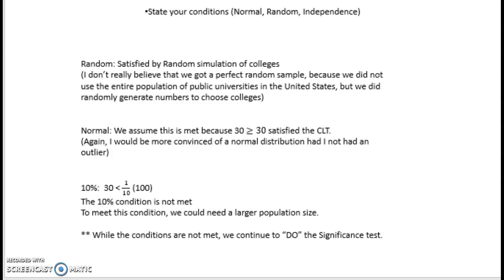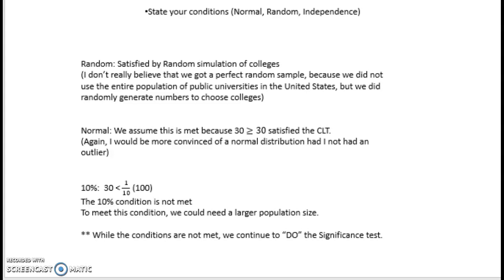There are three conditions to satisfy when you're doing hypothesis testing: normal, random, and independence, which we use the 10% rule to check. For the first one, for random, we say that this is satisfied because we were able to simulate using the random integer colleges.